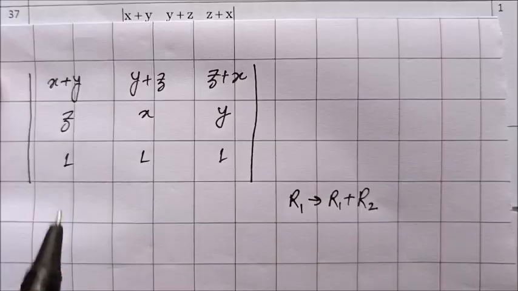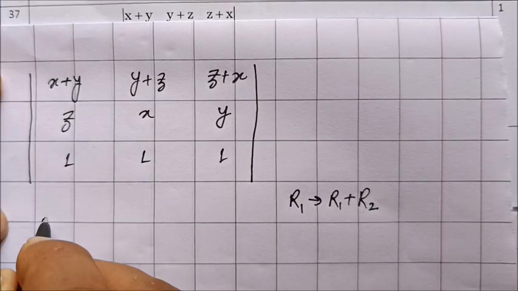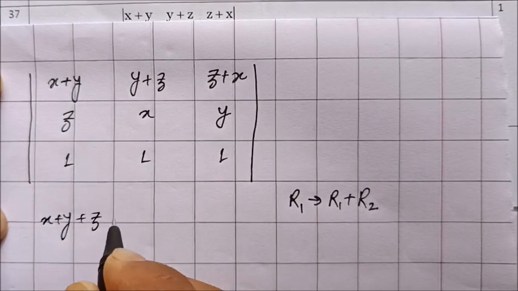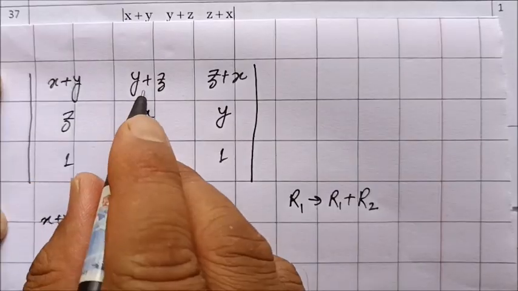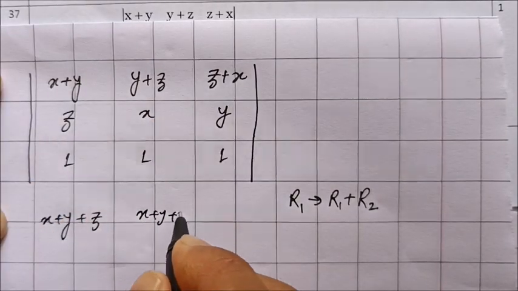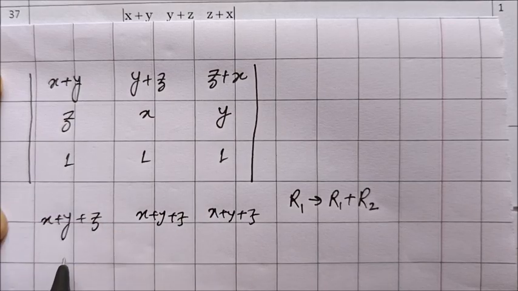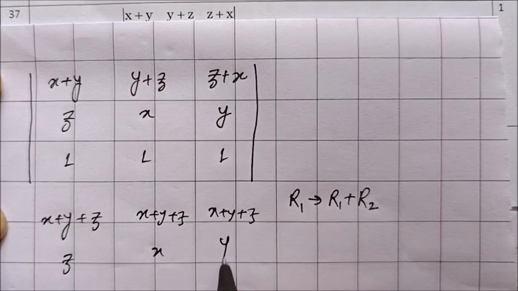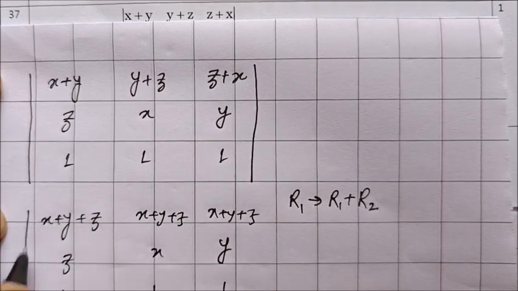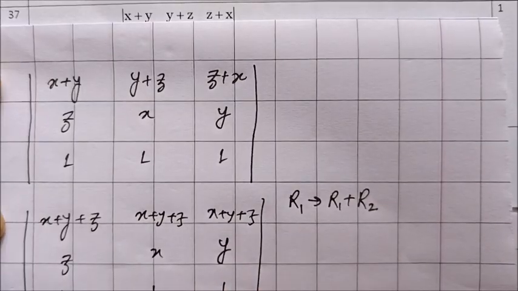In the first row, the first element will become x plus y plus z. This element will also become x plus y plus z, and this will also become x plus y plus z, and the remaining will remain as it is because there is no change in these rows, because the change is in the first row.